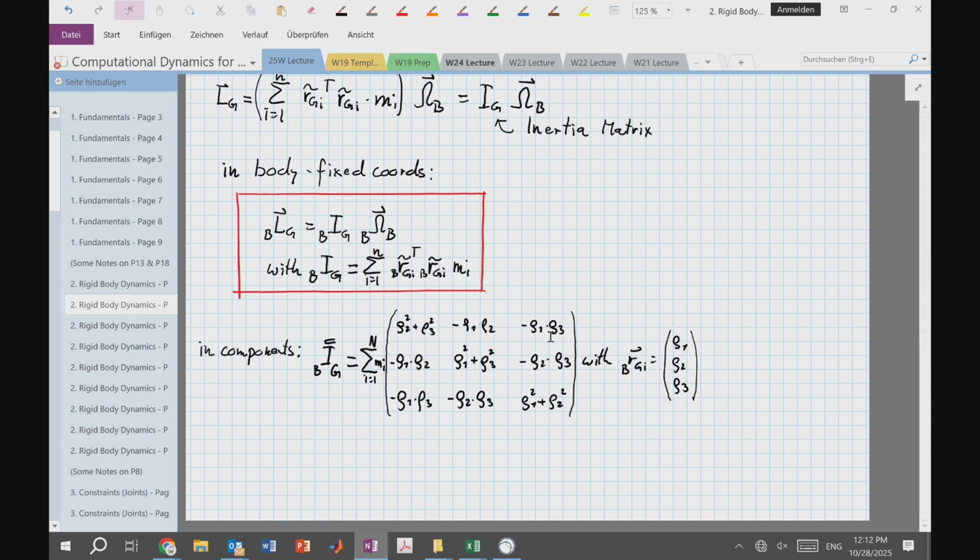What's the benefit? If I express this in body fixed coordinates, these vectors are constant. G is a body fixed point, I is a body fixed point, meaning this vector has a constant representation in a body fixed coordinate system. I have to figure this out once. I do the sum, and this will never change. So in body fixed coordinates, Ig is a constant quantity. And that is super useful. You compute it once, and then your body rotates.